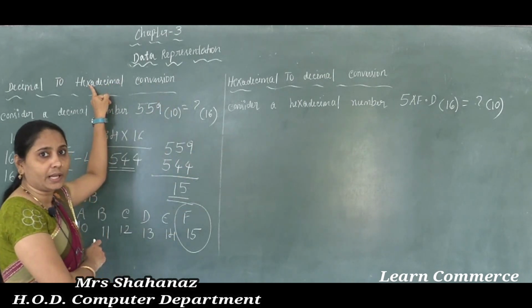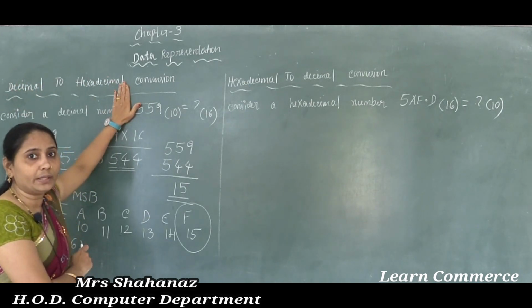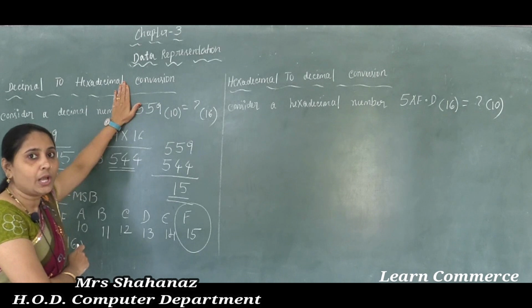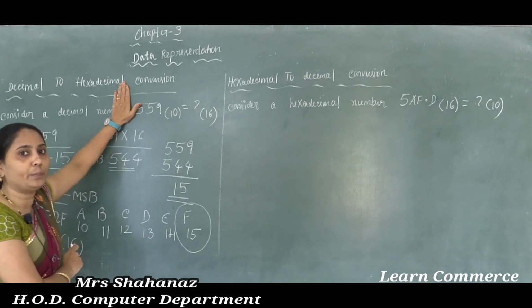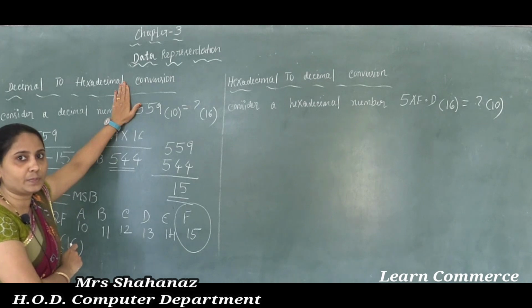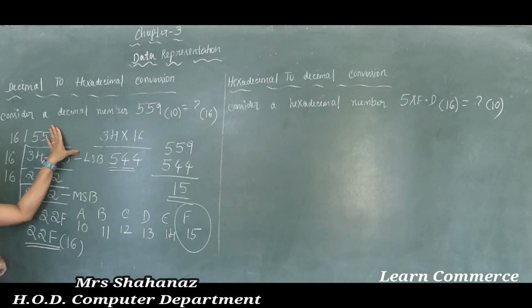Depending on the conversion, decimal to hexadecimal: divide the given decimal number by 16, note quotient and remainder, and repeat step 1, step 2 until the quotient becomes 0. The first remainder is called the LSB, the last is called the MSB, and the answer is written from left to right, that is MSB to the LSB. These are the steps here. Clear this one?